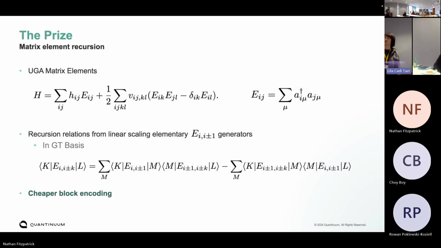So it points towards there being a linear scaling compilation of the molecular electronic Hamiltonian and block encoding. So this is really what I'm trying to attack, being able to work with these matrix elements with just the elementary set of generators. And that would be a much cheaper block encoding, I think.